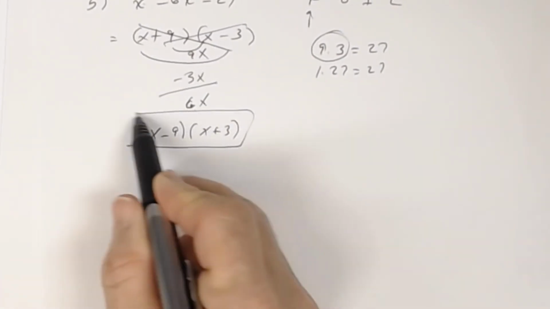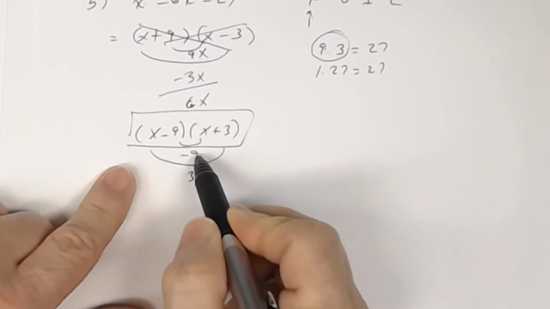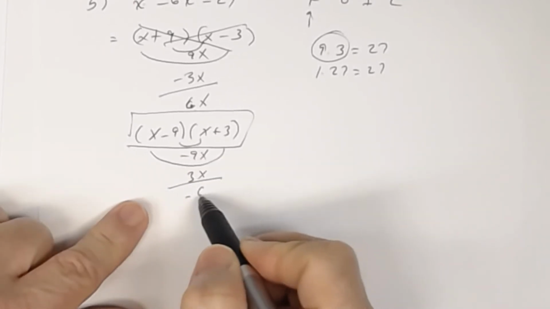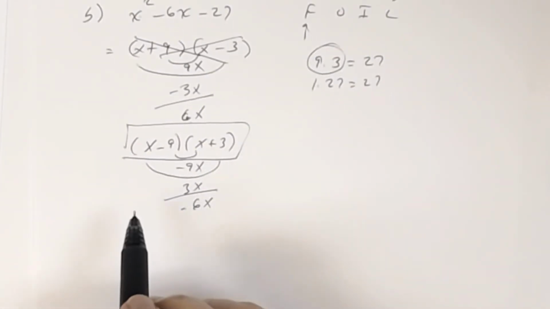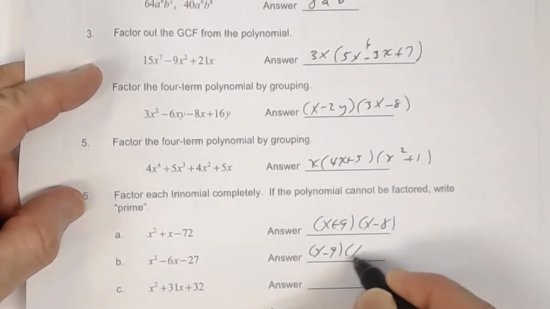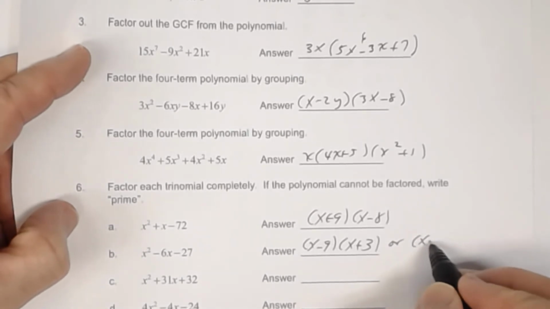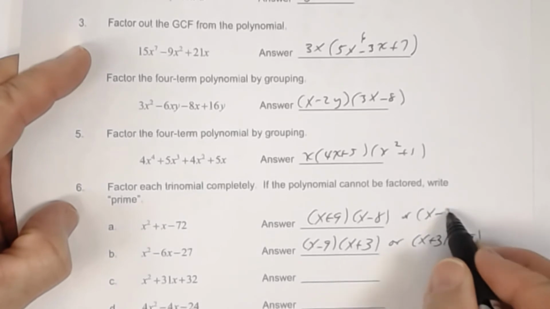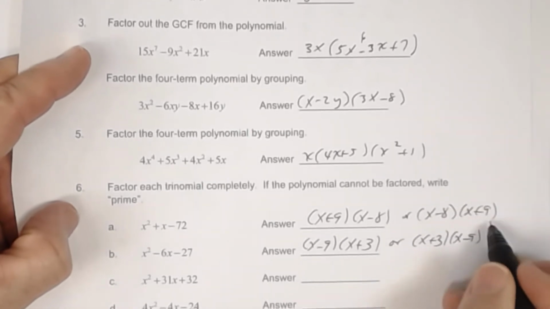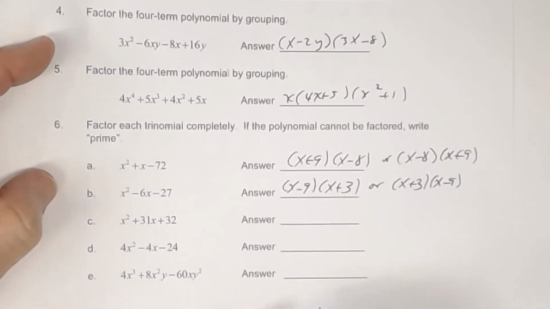This is going to work because if you check it, look, the outer is 3x, the inner is a negative 9x, and when I add them up, I get negative 6x, which is what you wanted. Okay? So that's the answer to letter B. So I get x minus 9 times x plus 3. And again, the order does not matter, so someone else could have said x plus 3 times x minus 9, because remember, multiplication is commutative. The order in which you multiply does not matter.